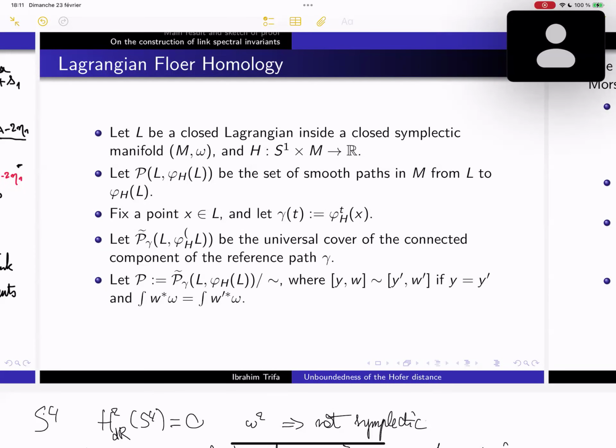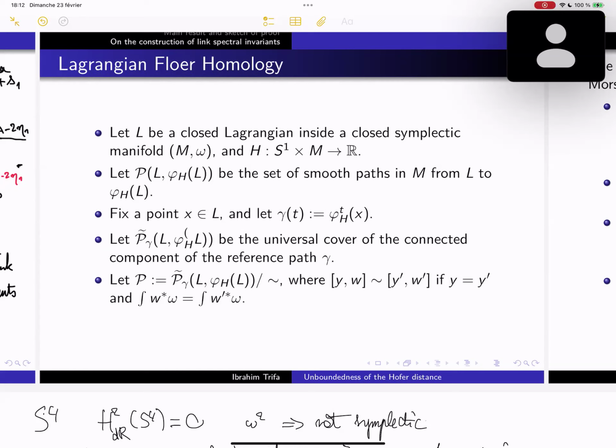So during this second part, I will explain how Christopher Gardiner, Humilier, Max Seyfaddini, and Smith constructed the link spectra invariants. This relies on a really useful tool in symplectic geometry, which is called Floer homology. And in this case, this is the Lagrangian flavor of this homology. So it's defined in the following way.